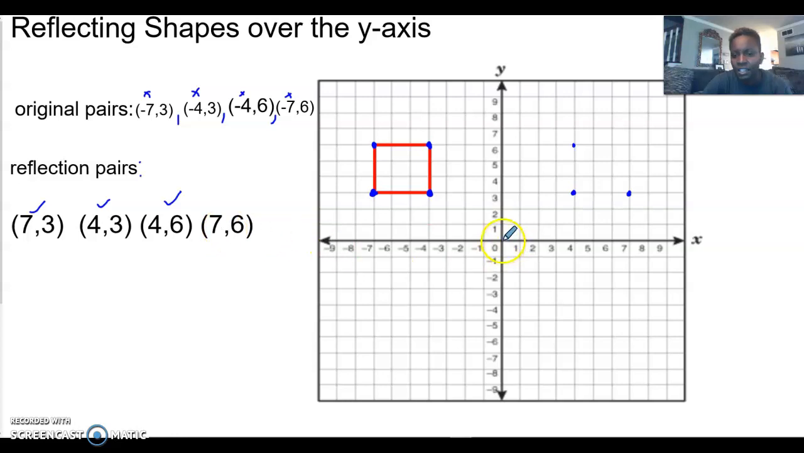7, 6. Start at the origin, over to 7, and up to 6. And I just created our reflection shape. And what did it reflect over? It reflected over the y-axis. Again, as always, you can rewind this and watch it again. So go ahead and add these to your journal and then come right back.